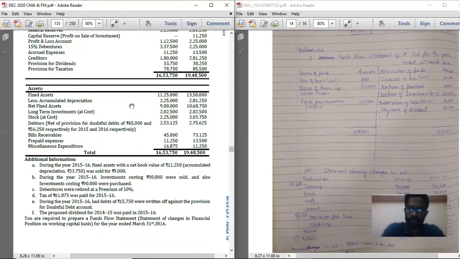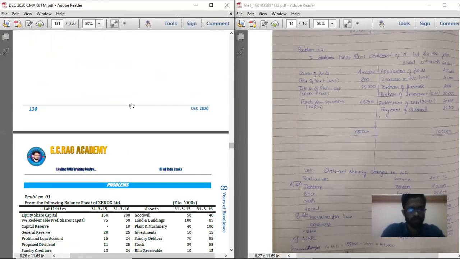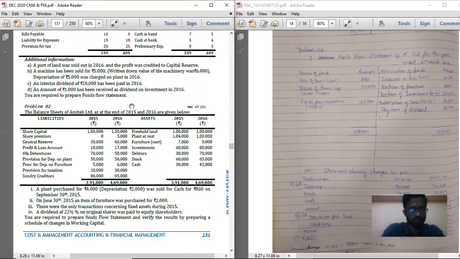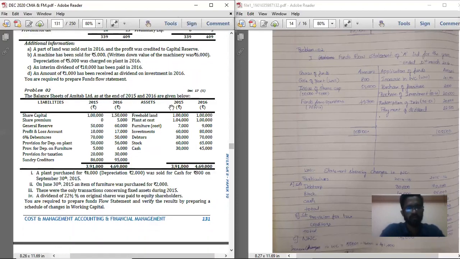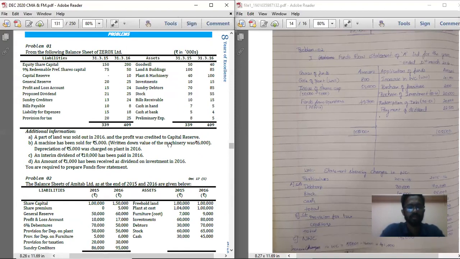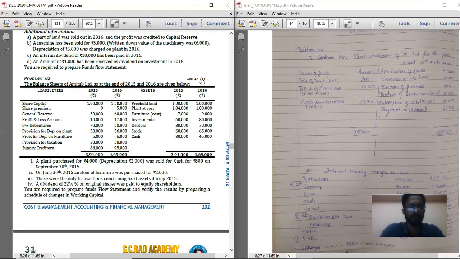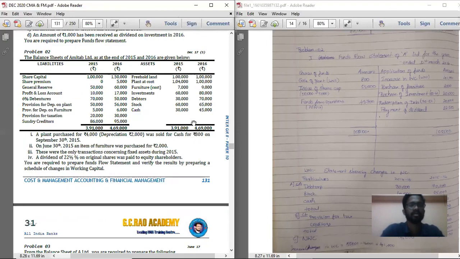Same kind of problems. Okay, we'll solve problem number 2. This is the December 2017 exam. They have asked in Inter Paper 10, that is FM, in December 2017.